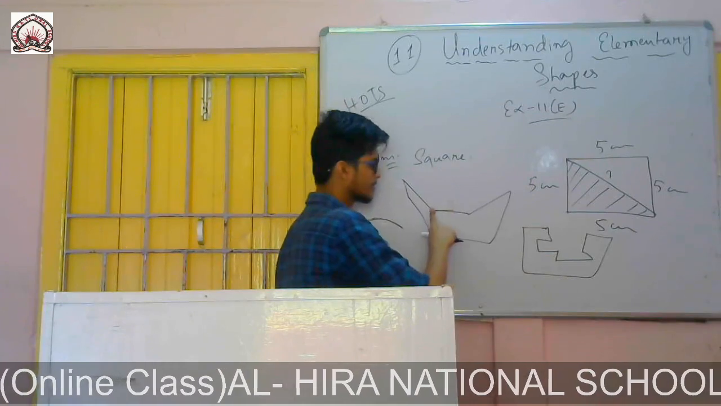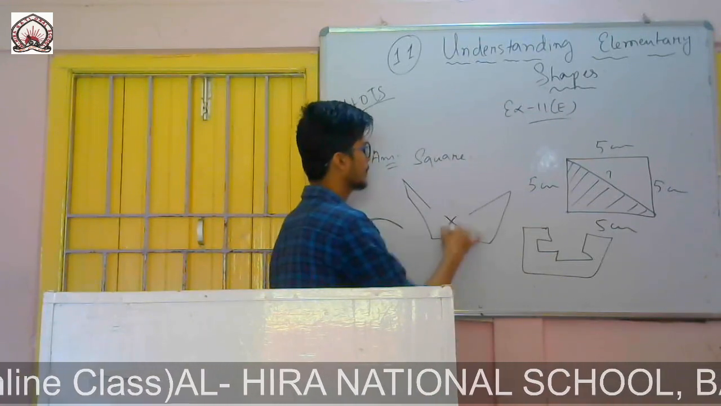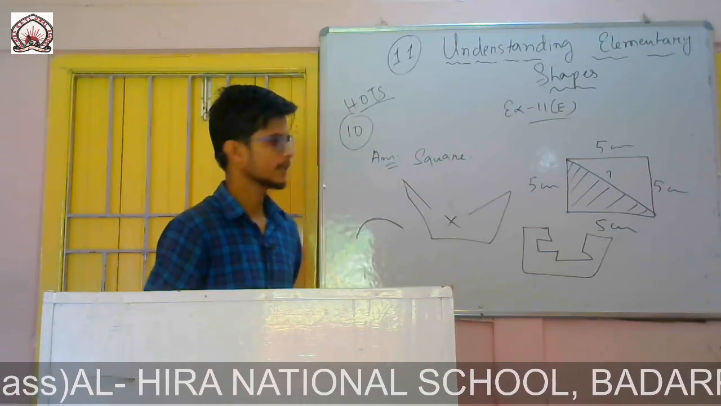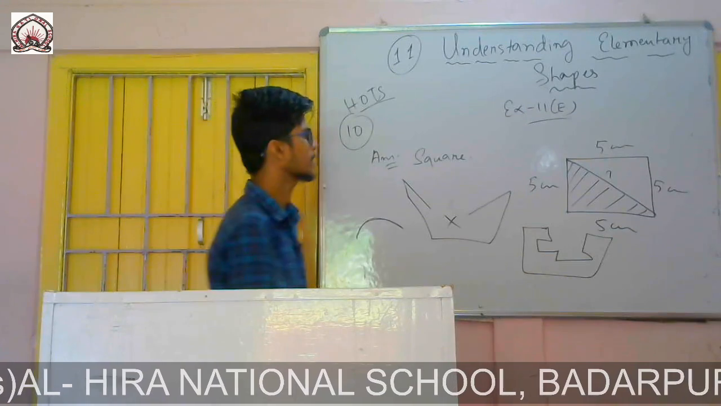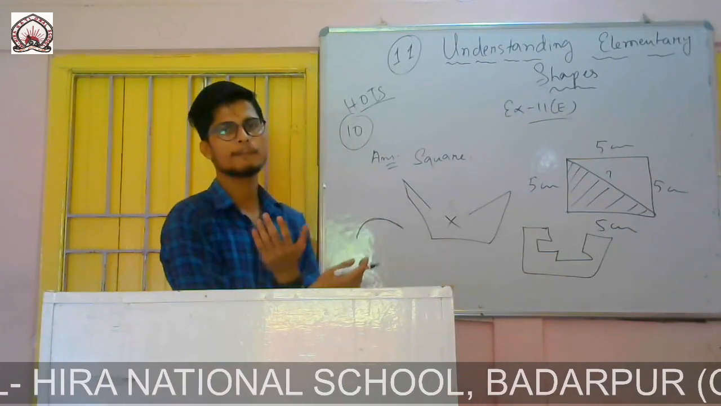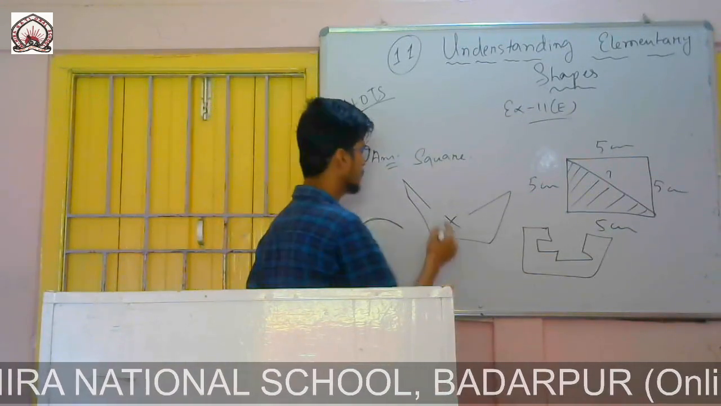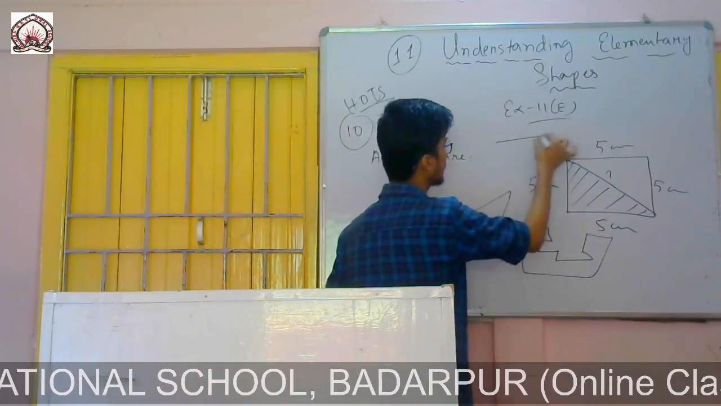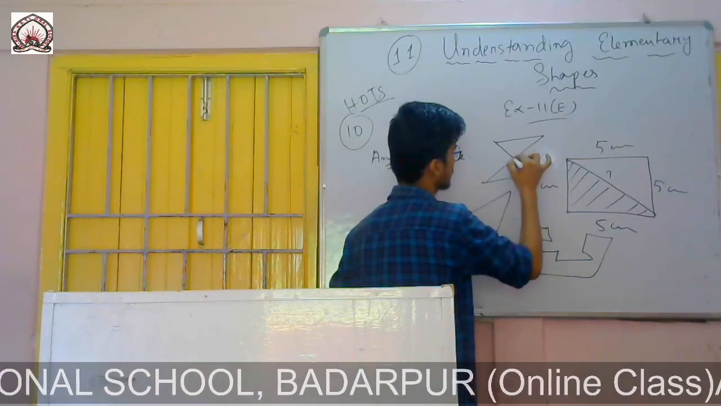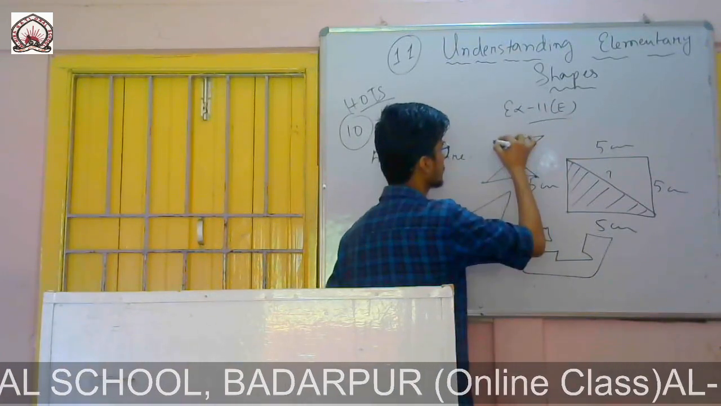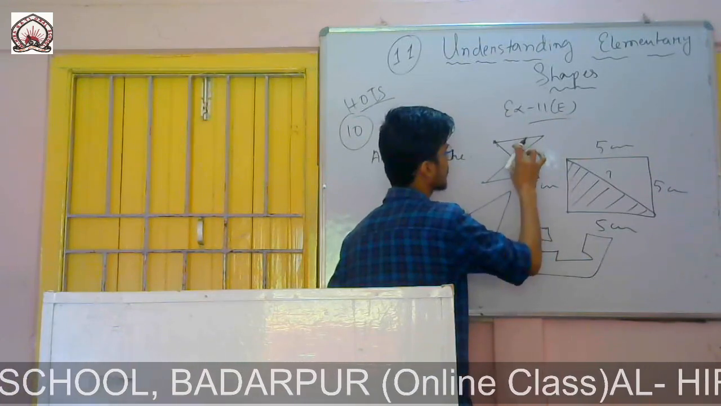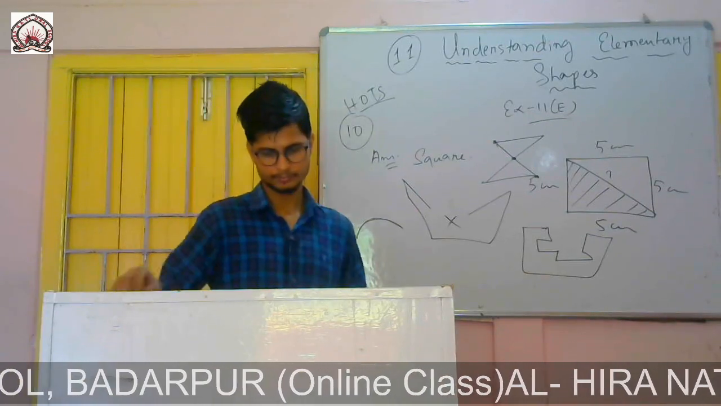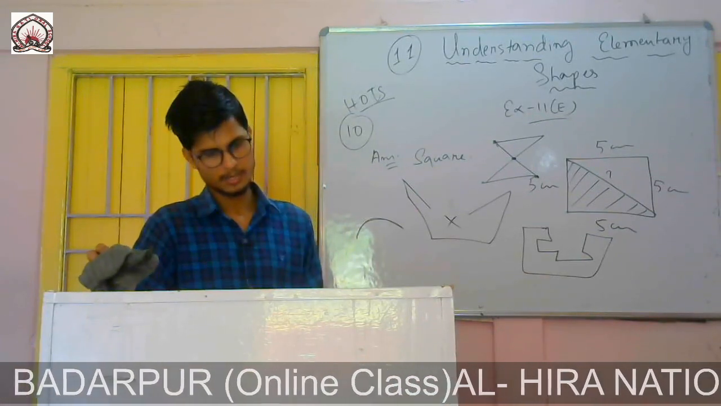If one part is open, then it will not be a polygon. To be a polygon, the segments should intersect only at their end points, like this. But if they intersect like this, it is not at an end point, it is a middle point somewhere, so it is not a polygon.